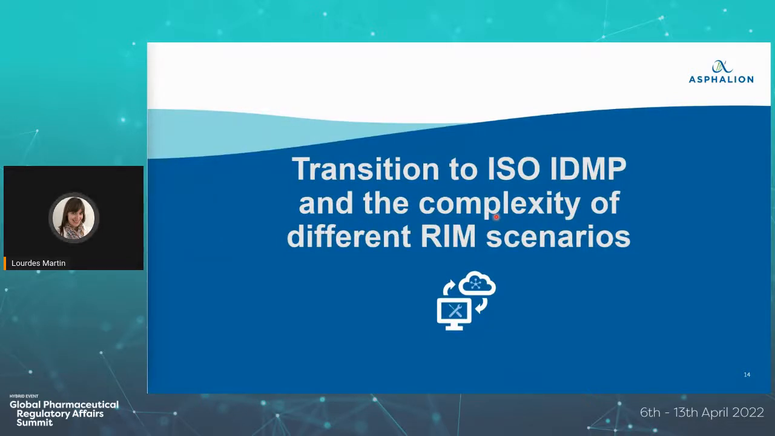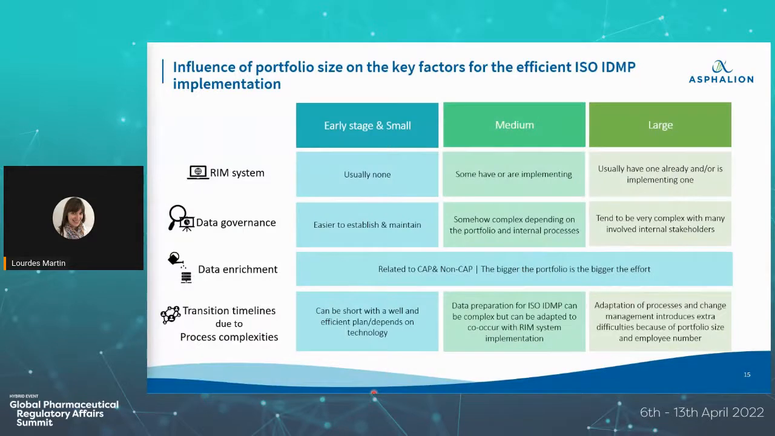So looking now at the transition to ISO IDMP and the complexity of the different RIM scenarios, we can see how the portfolio size influences the key factors for implementing ISO IDMP efficiently. We have early stage and small companies, medium companies, and large companies. And we have the RIM systems, data governance, data enrichment, and transition timelines due to process complexity. These are our key factors, and these are our different portfolio sizes.